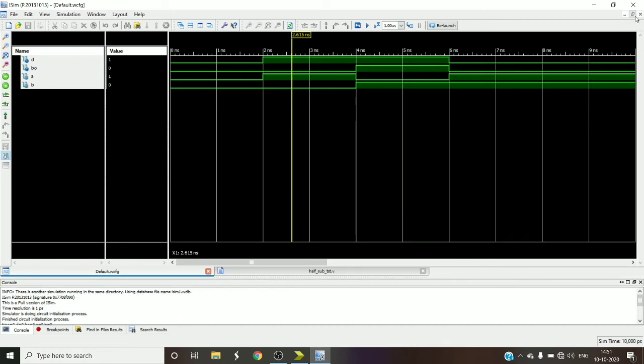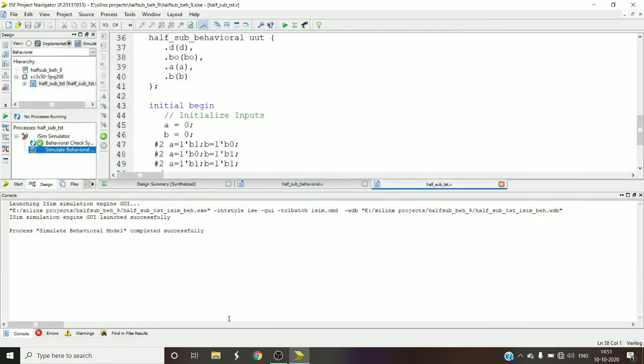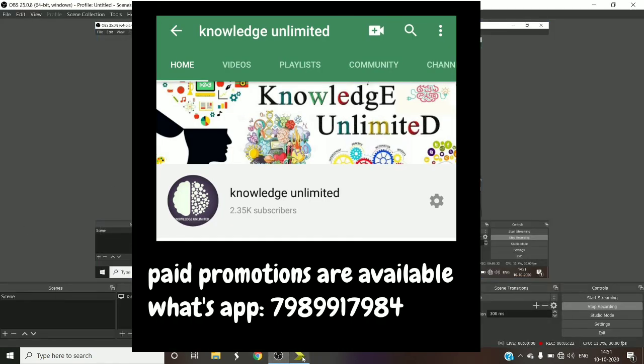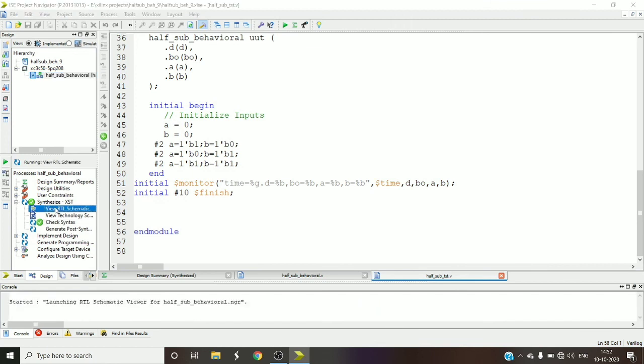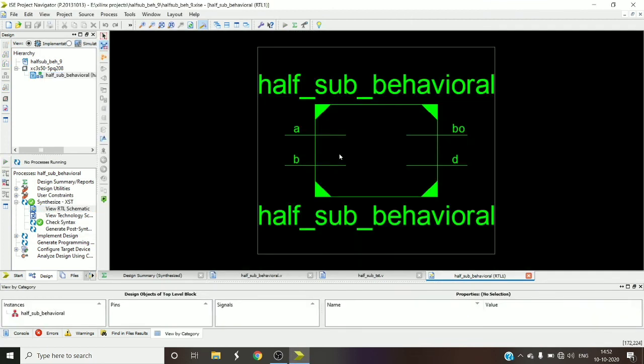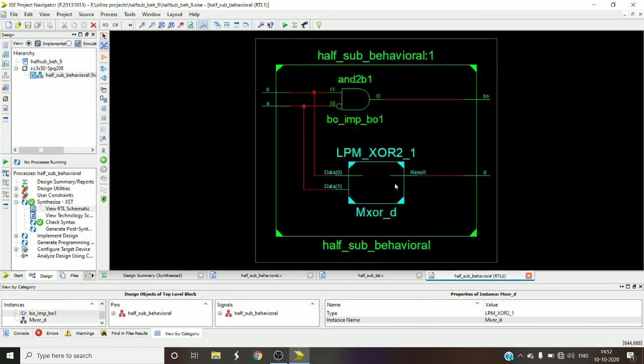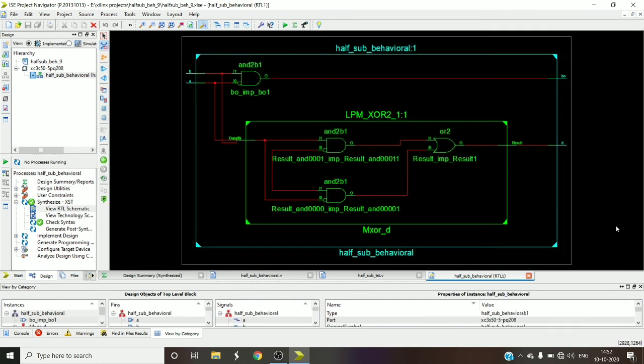And after that, let us also see the schematic, how the RTL schematic was and all those things. Okay, here let me minimize this. So if you check the RTL schematic like this, this is same as structural level and data flow level. So this is the RTL schematic of half subtractor using behavior level of abstraction.